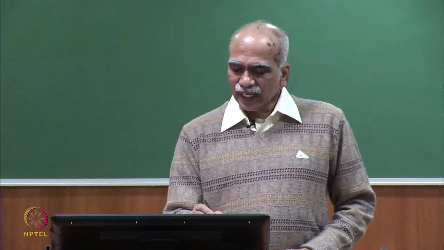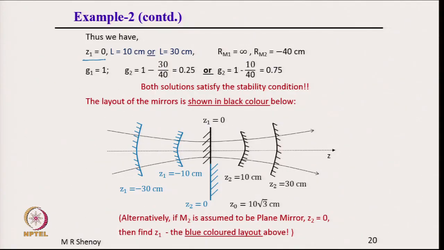So, thus we have Z1 is equal to 0, and L is equal to 10 centimeter or L is equal to 30 centimeter. That is, if Z2 is at 10 centimeter, then length L is 10 centimeter. If Z2 is at 30 centimeter, then the length is 30 centimeter. And Rm1 is infinity, Rm2 is minus 40.